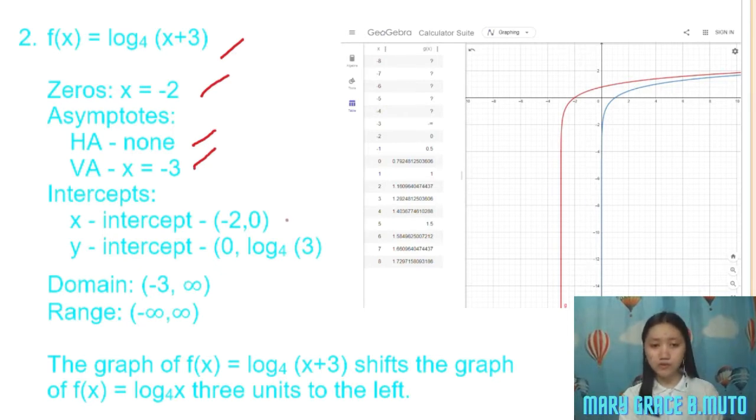X-intercept, negative 2, 0, y-intercept, 0, log base 4 of 3, or we don't really know the exact location for this. And for the domain, negative 3 to positive infinity, and range, which is always constant, negative infinity to positive infinity. So for the transformation of this graph, the graph of the function f of x equals log base 4 of the quantity x plus 3 shifts the graph of the parent function f of x equals log base 4 of x 3 units to the left.